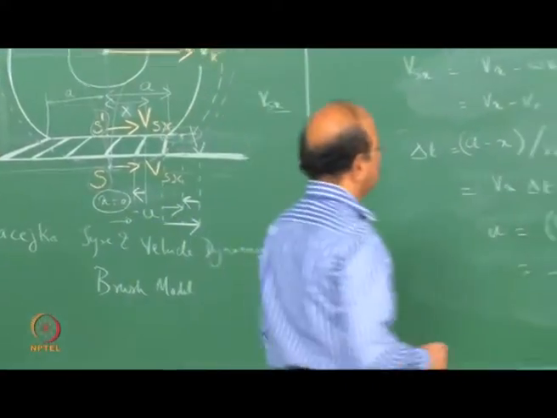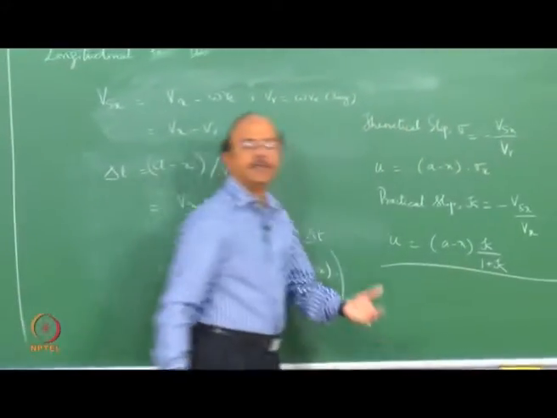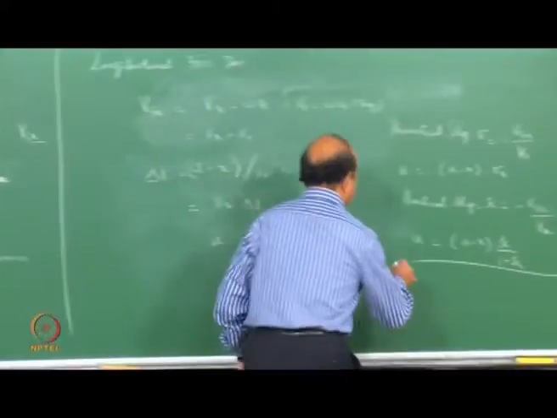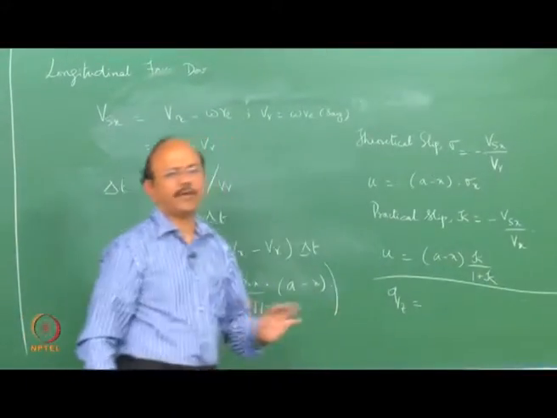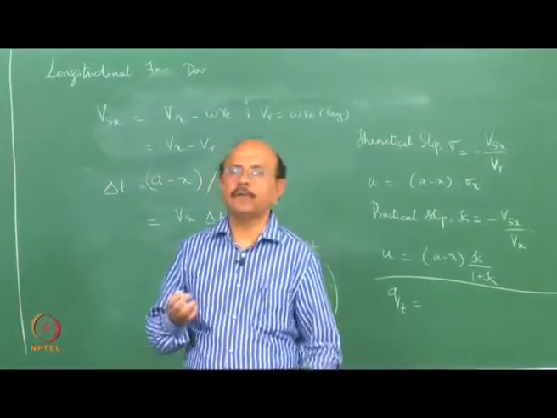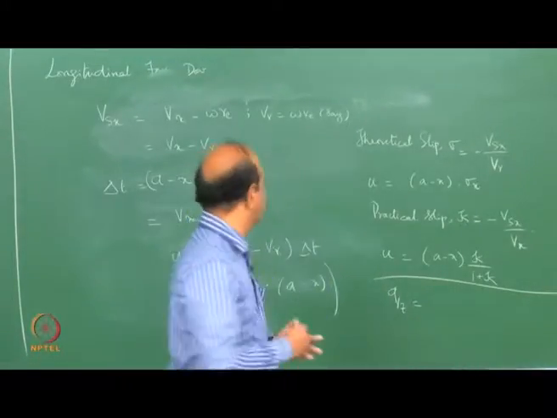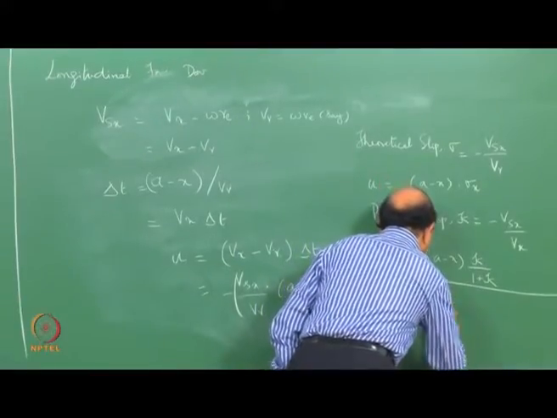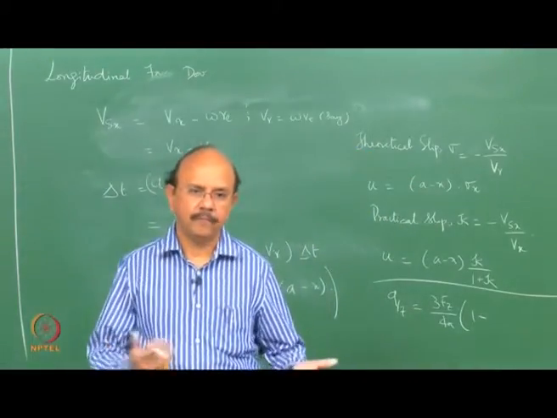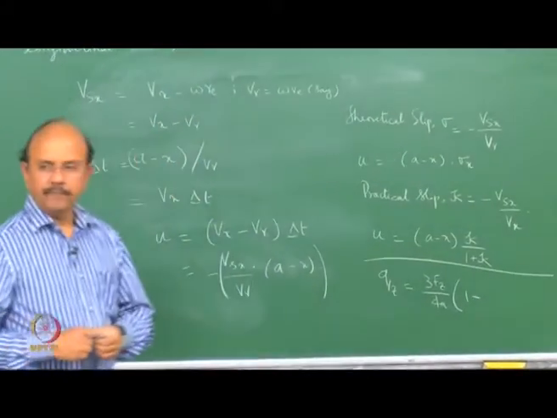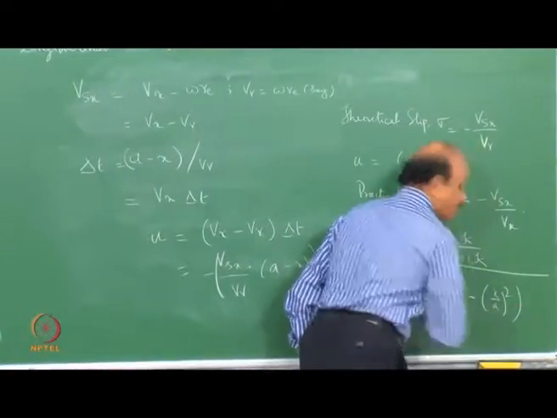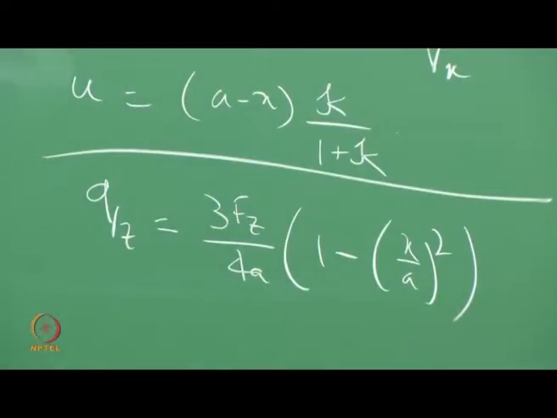My next step is to assume a distribution for the normal forces. I said that we will assume a parabolic distribution, a very common distribution that's assumed all through. So Qz is equal to, in terms of total Fz and in terms of A, 3 Fz by 4A into 1 minus, what should be the quantity there? You can take a guess. X by A whole squared.